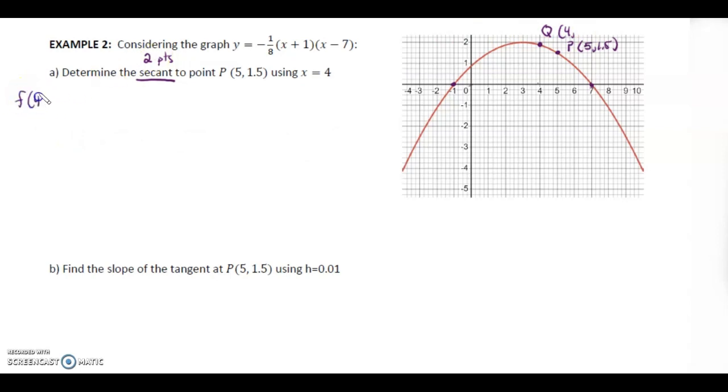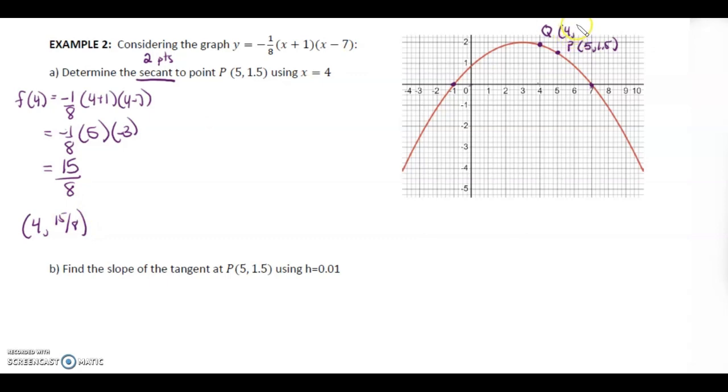What is the function at the number 4? So we're going to have negative 1 over 8, 4 plus 1, 4 minus 7. Negative 1 over 8, 4 plus 1 is 5, 4 minus 7 is negative 3. Okay, so negative 1 times 5 times negative 3, I get 15 over 8. So our actual coordinate is 4, 15 over 8, which we can actually label right here.